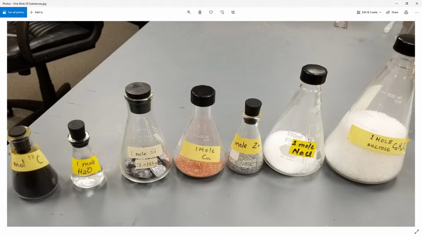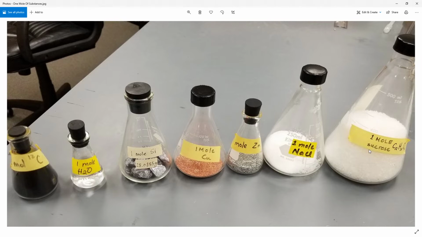There's sodium chloride, so you can do this for an ionic compound. I don't know the exact mass of it, but it's about 58 or 59 grams. I forget the exact number. But that is 1 mole of copper. And then here we've got 1 mole of sucrose, and sucrose is C12H22O11. It's a huge molecule compared to all this other stuff, but that's 1 mole of sucrose, and it comes out to about 342 grams.